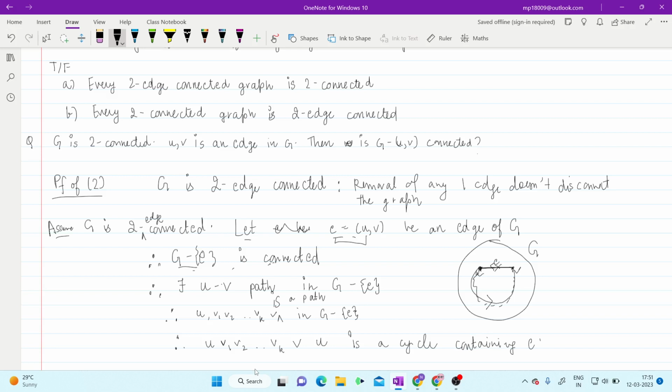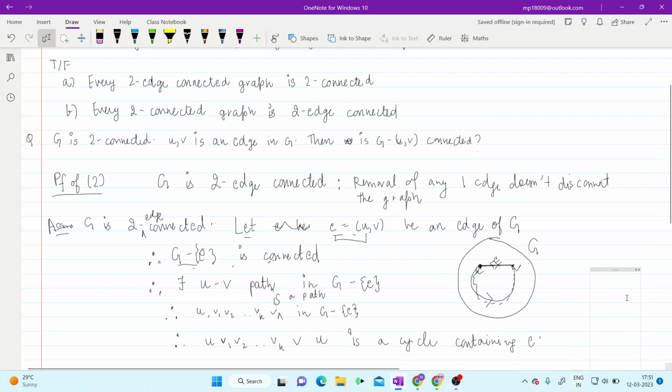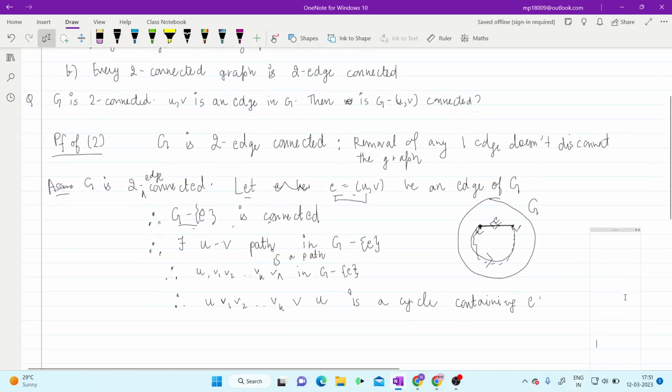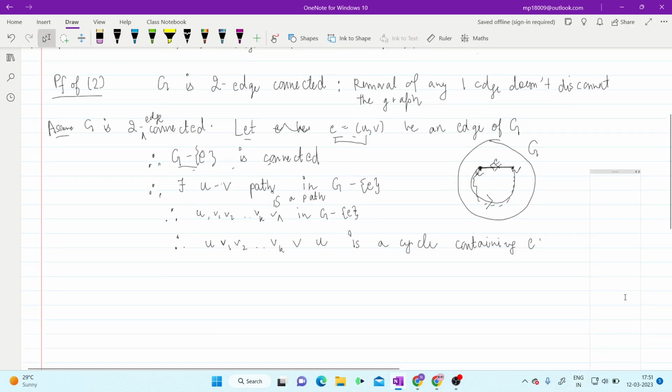So is the first implication clear to everybody, that if G is 2 edge connected, then every edge should lie on a cycle? So this was the forward implication. We were assuming that G is 2 edge connected, and then showing that every edge lies on a cycle. Is this first implication fine for everybody, or is there any doubt? No. Now the reverse implication.